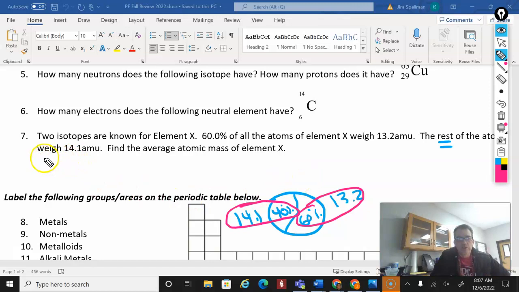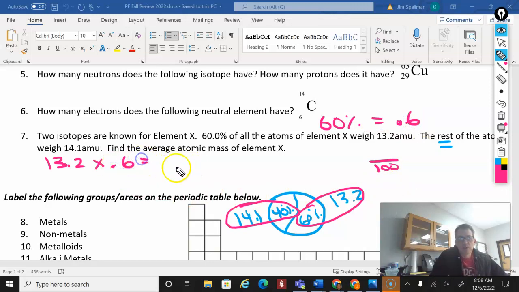So I would take 13.2 and multiply it times 60%. Remember, percent means out of 100. So to change 60% in my calculator, that ends up becoming 0.6. Okay, so I don't want to multiply times 60. I need to multiply times 0.6. And I'm going to get an answer over here. I didn't do this ahead of time, should have. So 13.2 times 0.6 gives me 7.92.